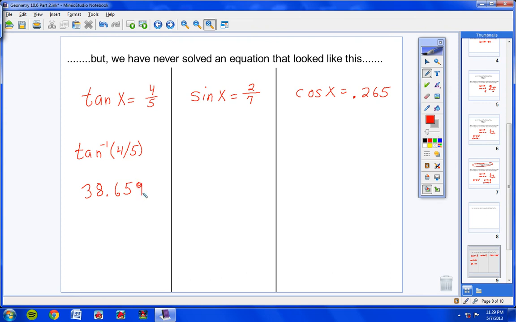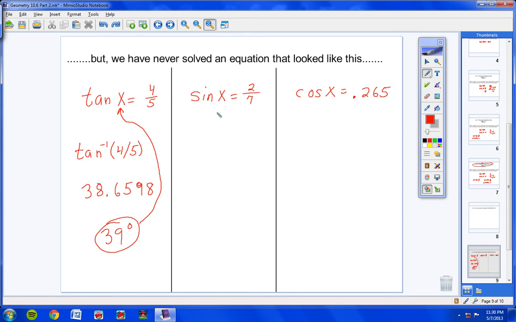38.6598. Usually we'll round to the nearest whole number, so this would be 39 degrees. So you just found the angle that when you take the tangent of 39 degrees, you get out 4/5 or 0.8 approximately. So what's the angle we were looking for? 39 degrees. Now I'm moving on. If you guys are struggling with this, pause the video, help each other find this button right here on your calculator. The only time you use this button, tangent to the -1, is when you're trying to find an angle. That's the only time you use it. Don't use it any other time.